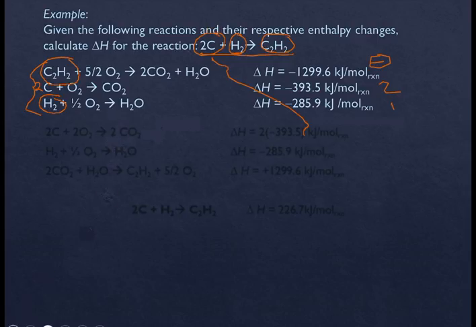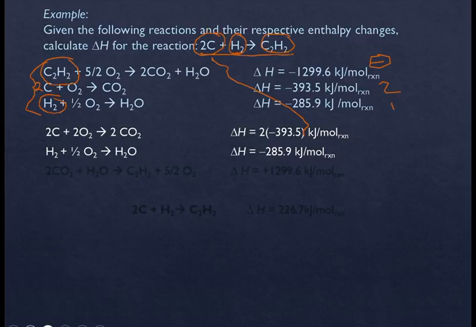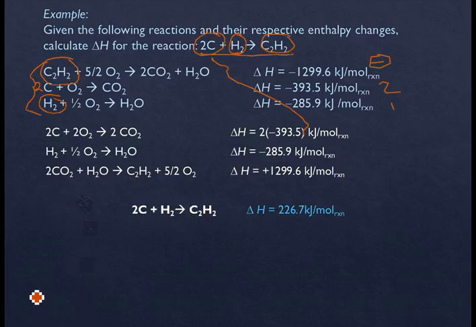And so let's start ticking through what must happen here. First reaction, doubling the second. Second reaction is the third reaction as is. Third reaction is the first reaction reversed. And the sum of all those together is, and pause it if you're doing the work, 226.7 kilojoules per mole.